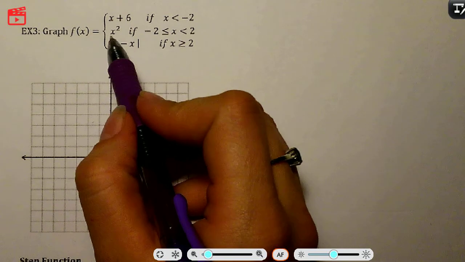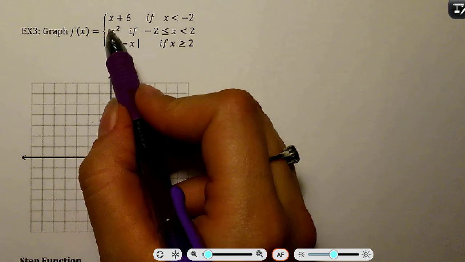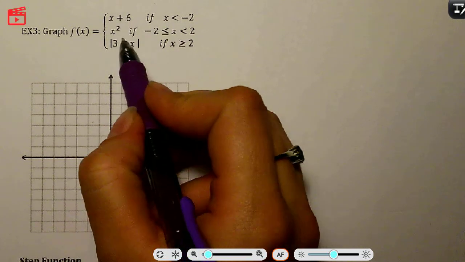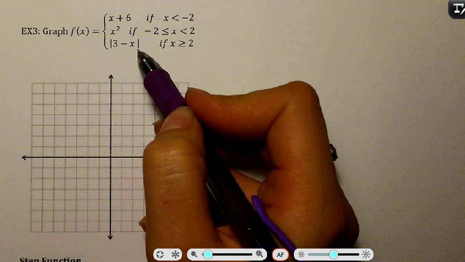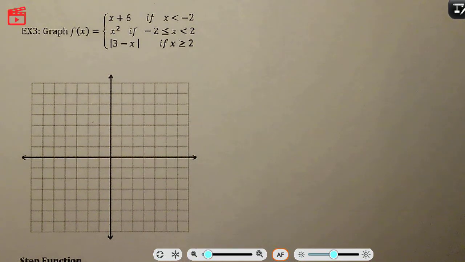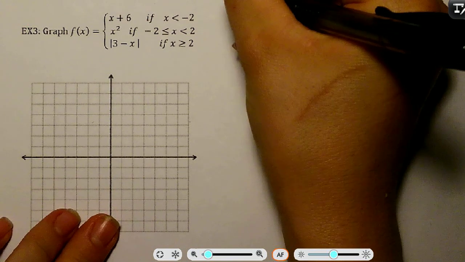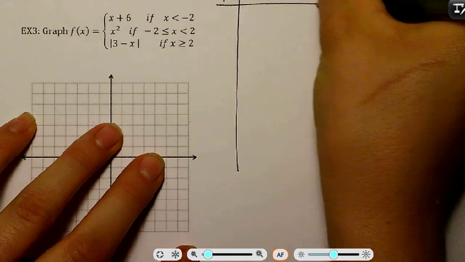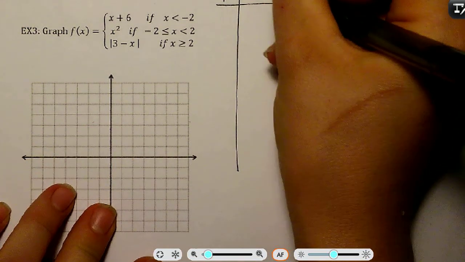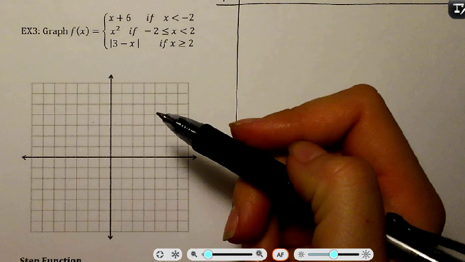The next equation is x squared. Well, that right there is going to be a parabola, because it's quadratic. And then the next one we have 3 minus x. That is my absolute value equation. So what I'm going to do is make my table of values. This one's kind of tricky because I'm going to be jumping around because we have different functions to be working with.